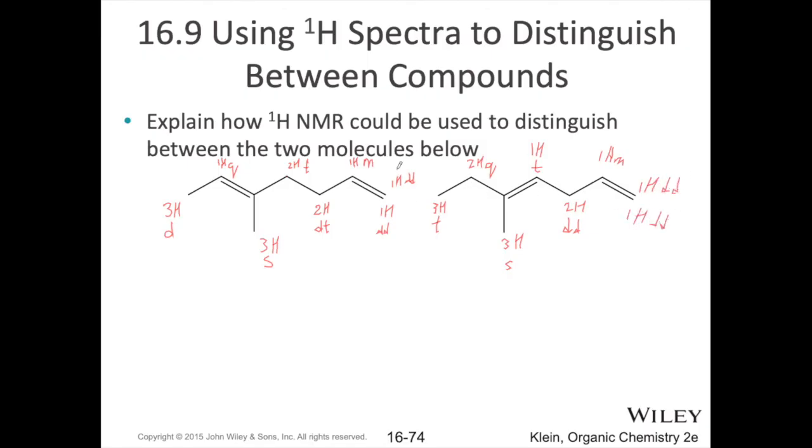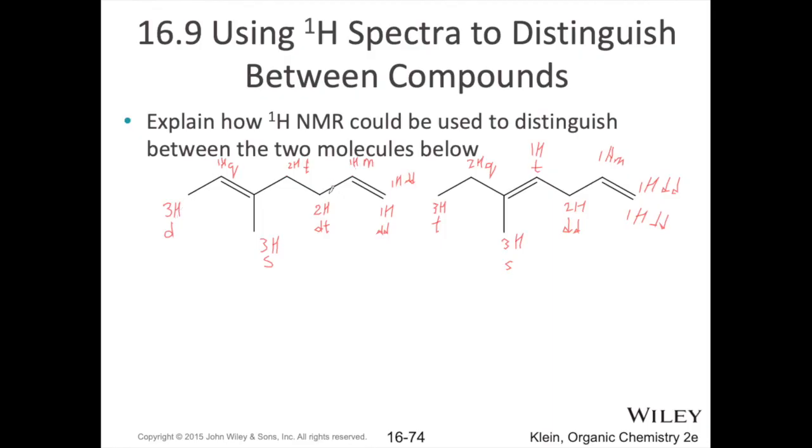Okay, so again, you can see some similarities here, but I think the immediate thing that tells you that things are different is the fact that you're going to see a peak with an integral of 3 hydrogens, that's a triplet. Whereas for this molecule it's going to be a doublet. That would immediately tell you the difference there.